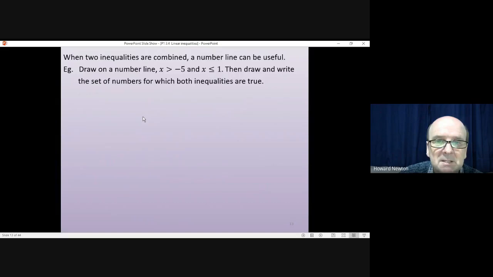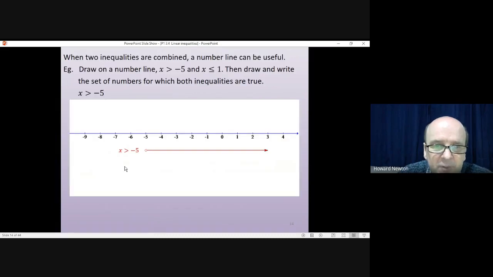So starting with the first one, x is greater than minus 5. This is what I mean by a number line, and then drawing underneath it the inequality. So it's just a normal number line starting at minus 9 in this case and going upwards. This says x has to be bigger than minus 5, so the line starts at minus 5, keeps on going up. The arrow on the end indicates that it's going to keep on going forever. So you put an arrow on if you really mean the line just carries on and on.